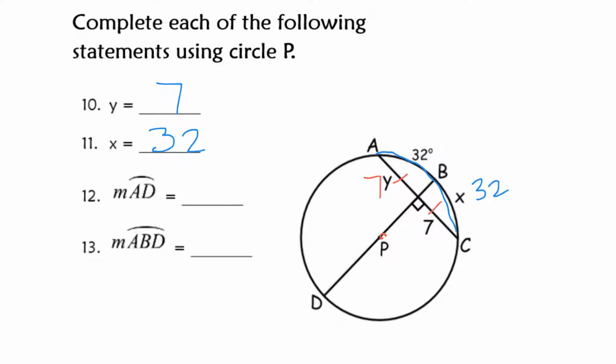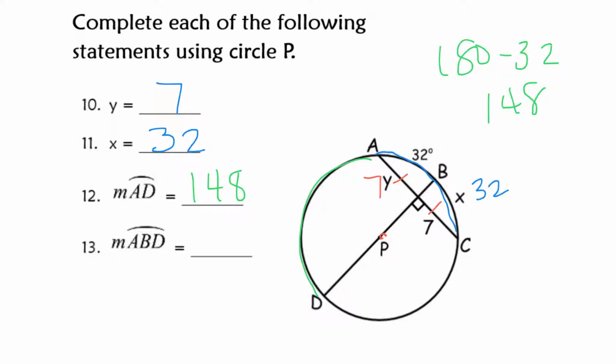Then arc AD, so we're talking from here to here. We're going the short direction. So that's going to be 180 minus 32. So that gives me 148. Okay, so that's 148.